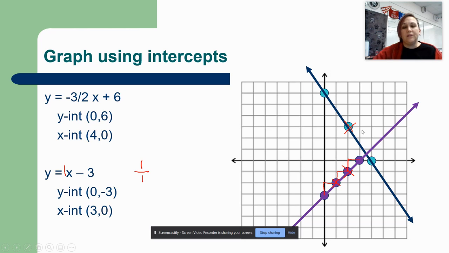So if Delta Math says to graph dots on your axes, that means they want you to keep doing your slope until you hit the x-axis. So no dots in the white space, y-axis and x-axis only. All right, good luck with your Delta Math tonight.